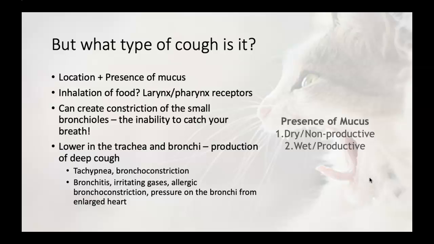the presence of mucus. So we look at whether it's a dry or non-productive cough versus a wet or productive cough. A dry deep cough means that it's happening lower in the trachea or the bronchi and there's no mucus coming from it. And of course any sort of wet cough has mucus production along with it, and then we would classify it depending on where it's coming from.